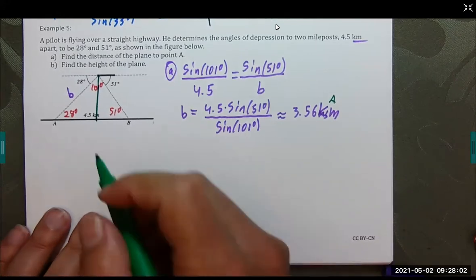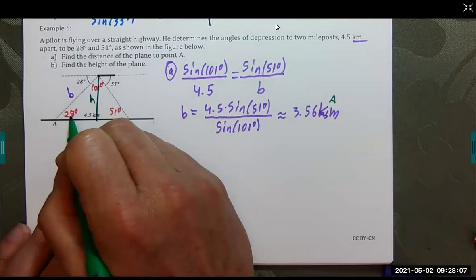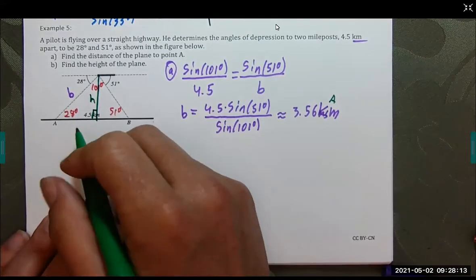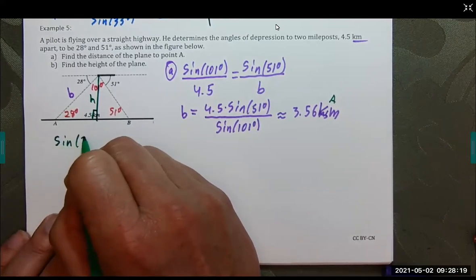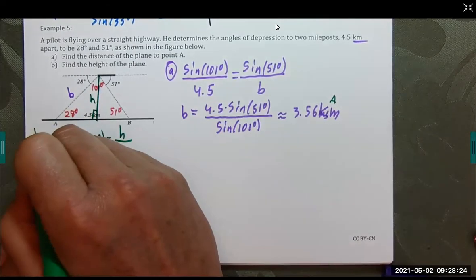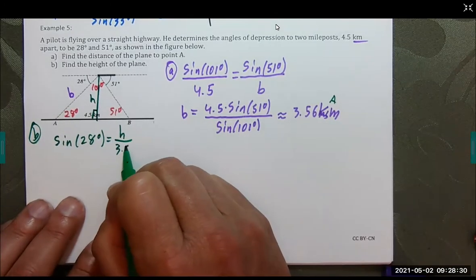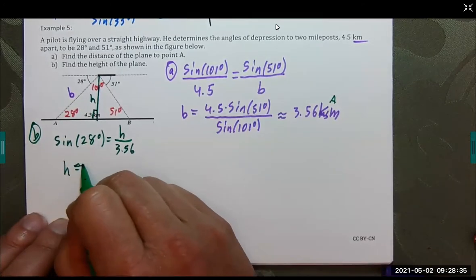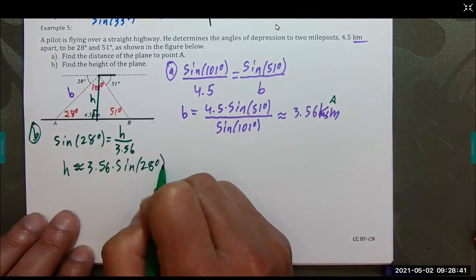And it looks to me that this, I'll call it H, is the opposite of angle 28. So now we're to a right triangle. That's good for us. So that means that the sine of 28 degrees is equal to H, which is the height, which is what part B is looking for. This is part B. Divided by B, which is the 3.56, and I'll use the memory for that, of course, which means H is about 3.56 times the sine of 28 degrees. Let's see what we get.